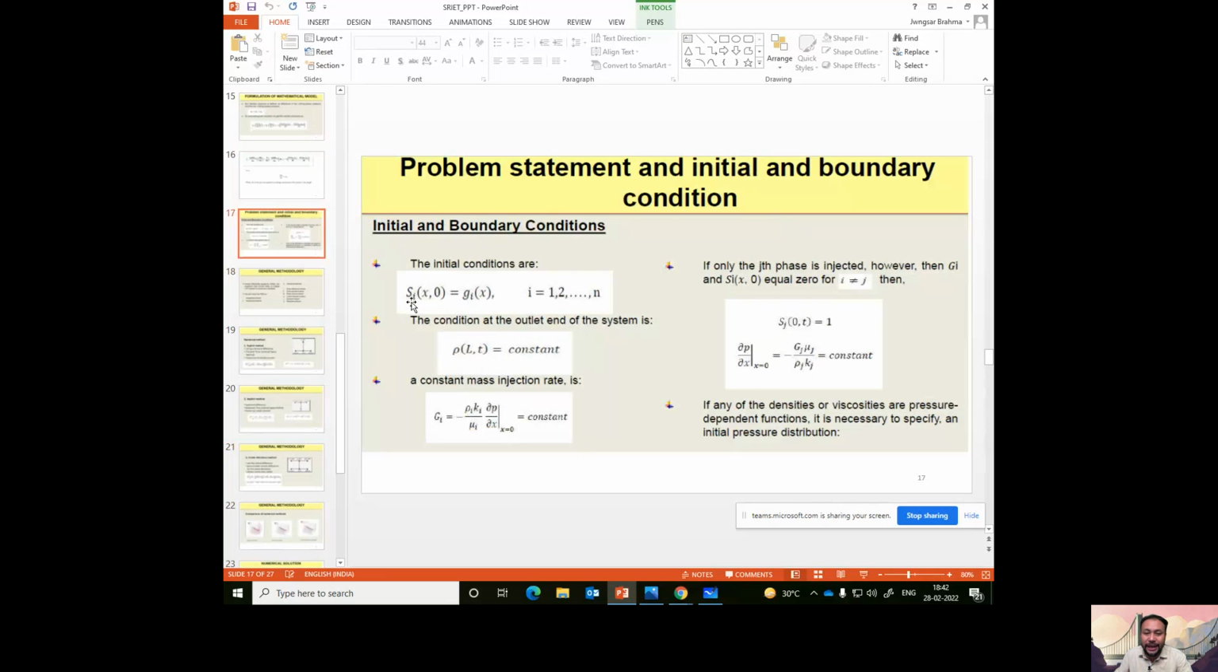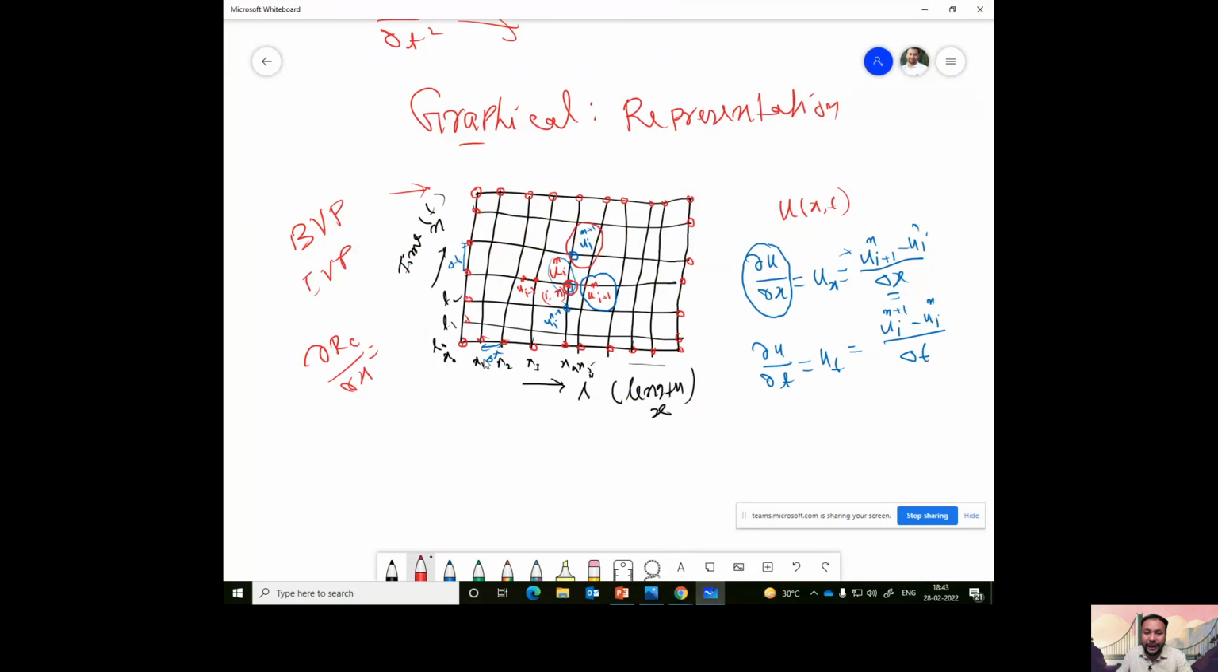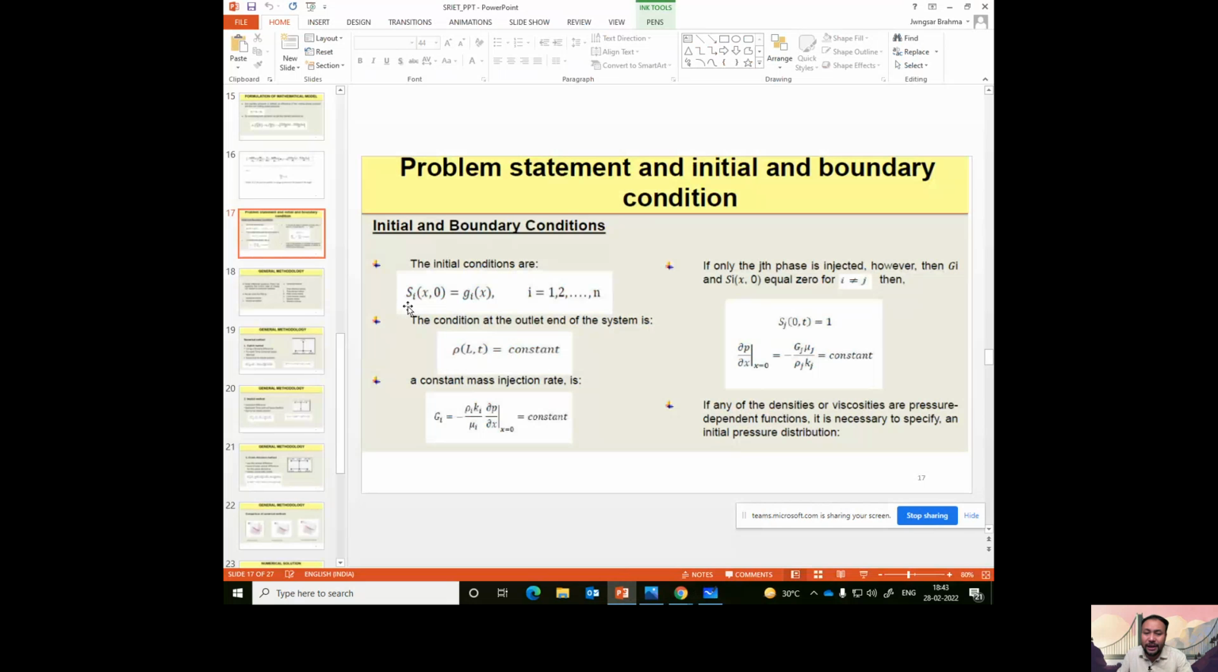Now look here, the initial conditions are, suppose, water saturation or gas saturation. Suppose S is a saturation. Initially, T is equal to 0 here. For any value of X, T is equal to 0 means the values are given here. All the boundary values are given here for any value of X. For example, the water saturation or gas saturation, the saturations are given. It is defined by a function g(x). Instead of a value, we have to define one function g(x).